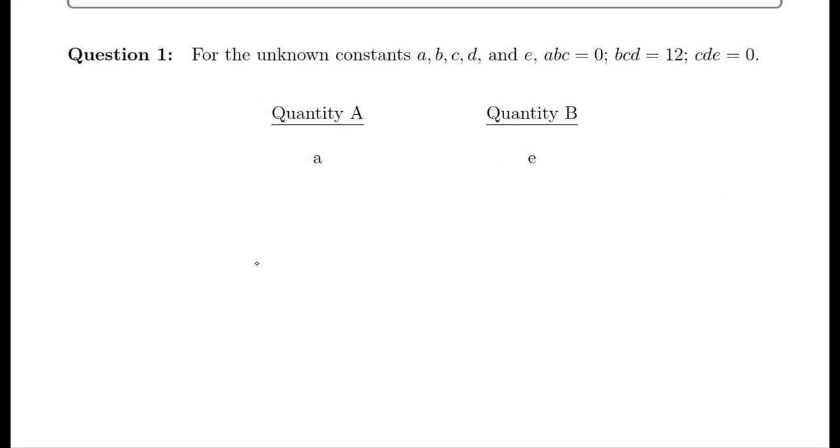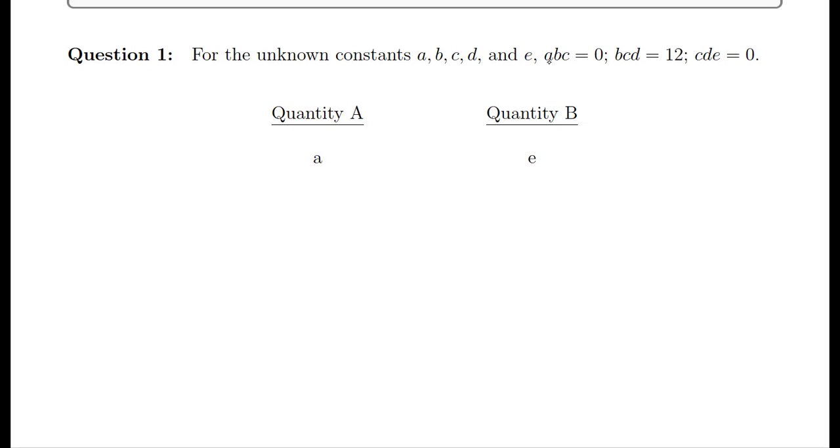Okay, it says that for the unknown constants A, B, C, D, and E, the multiplication of A, B, and C is equal to 0. The multiplication of B, C, D is 12 and C, D, E is 0. It asks which one is greater, A or E? Find the relation between them.